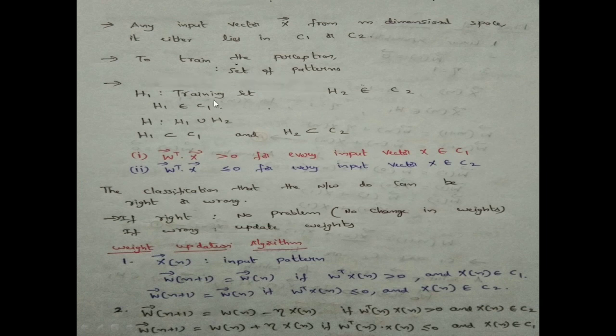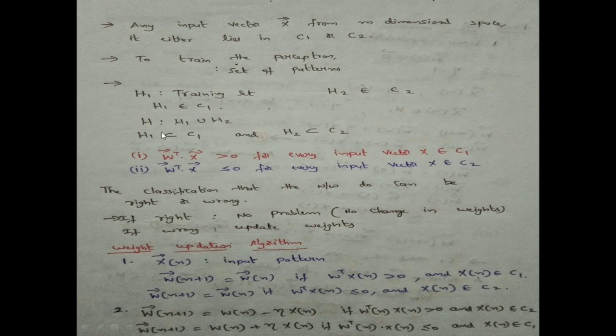So for the training purpose, we take H1 as a training set, where this H1 belongs to class C1, and H2 as the training set which belongs to class C2. So our total training patterns are class H, where the union of these H1 and H2 patterns will give us H.